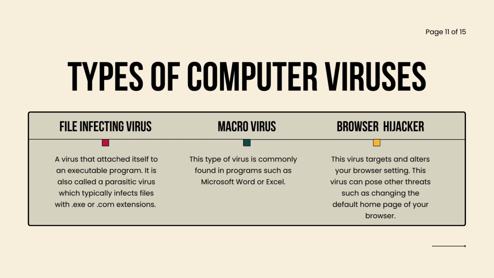Next is macro virus. This type of virus is commonly found in programs such as Microsoft Word or Excel. These viruses are usually stored as a part of a document and can spread when the files are transmitted to other computers, often through an email attachment. Another is browser hijacker. This virus targets and alters your browser settings. It's often called a browser redirect virus because it redirects your browser to other malicious websites that you don't have any intentions of visiting. This virus can pose other threats such as changing the default homepage of your browser.